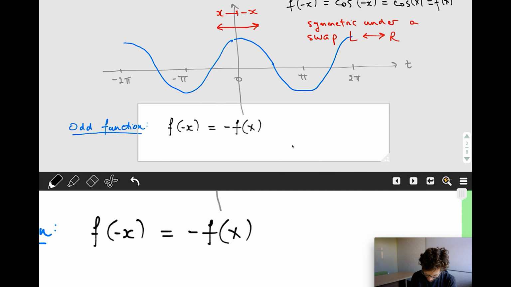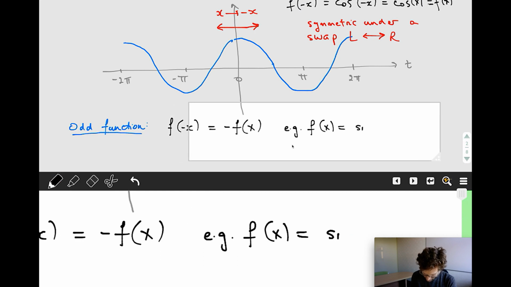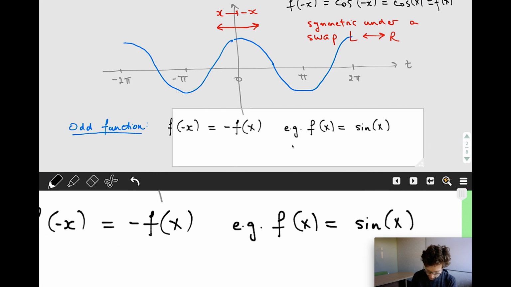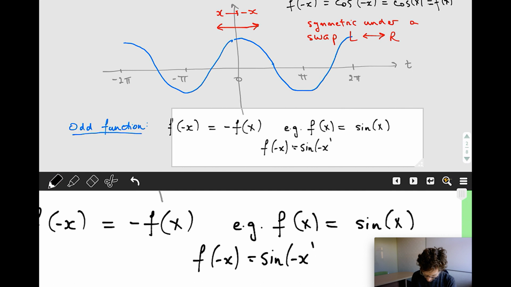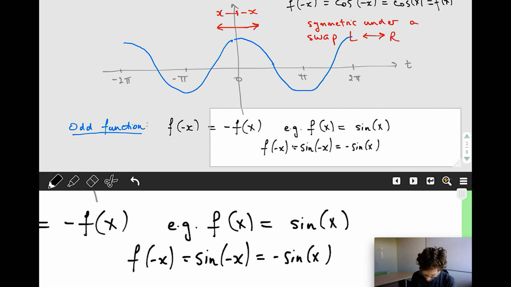So an example of that would be f of x is equal to sine of x. This is the typical odd function. So if I set x to minus x in sine of x, I get the sine of minus x, which is minus sine of x. It's minus my original function. So this is an odd function. Let's see what that would look like.